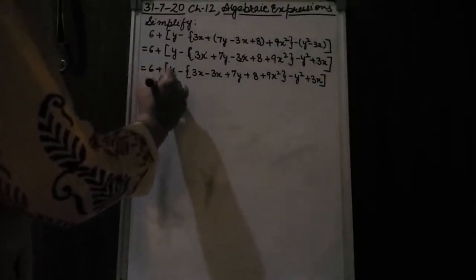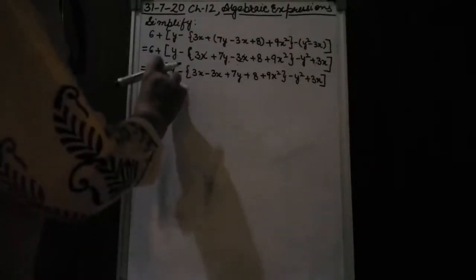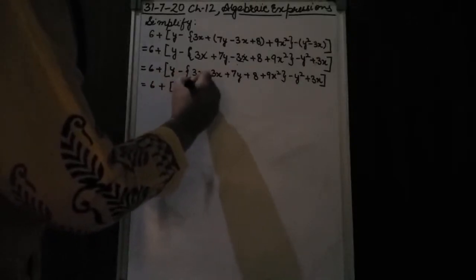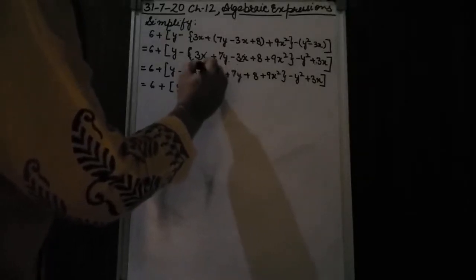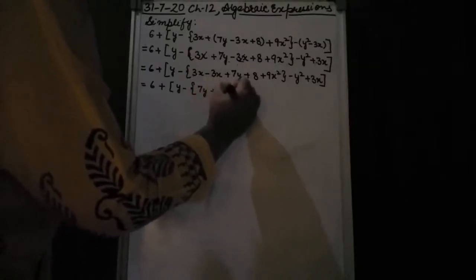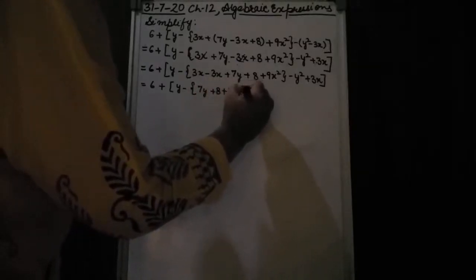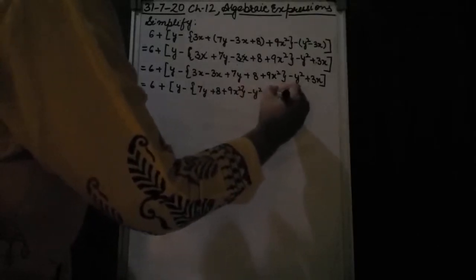Now 6 plus, square bracket, y minus curly bracket. Positive 3, negative 3, it becomes 0. So 0x we don't write, so these two get cancelled, and I am left with 7y plus 8 plus 9x square, close the curly bracket, and minus y square plus 3x and the square bracket.